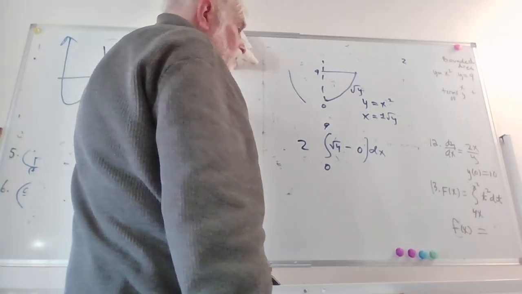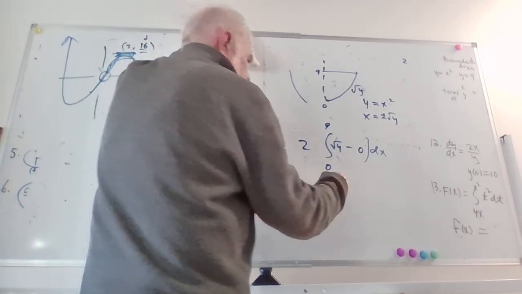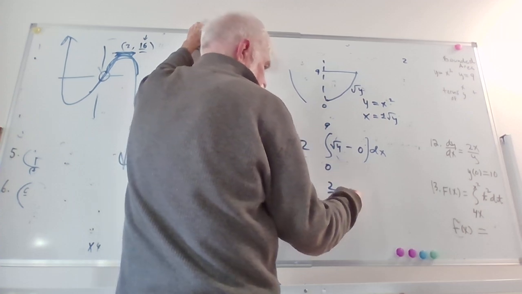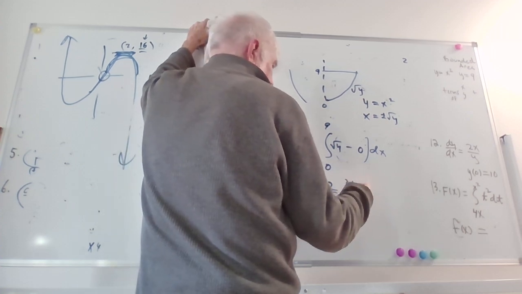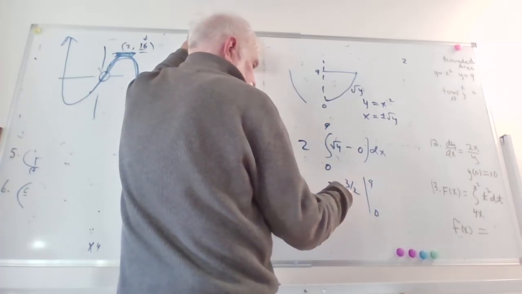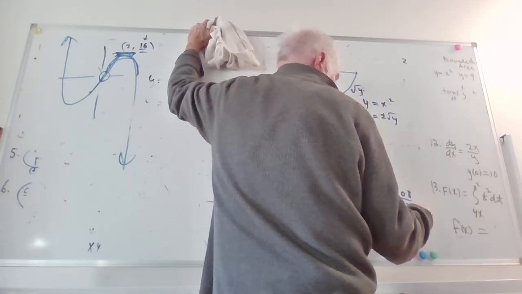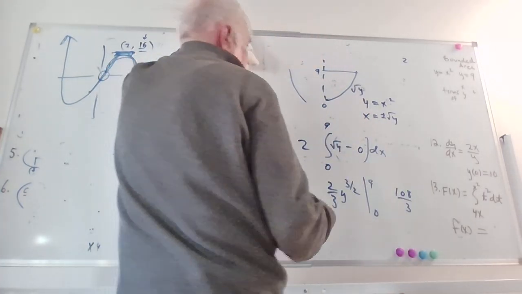And I probably should have done both of those out to show you that they should be the same thing. We've done that enough. That's 2/3 y to the 3/2. We just did that earlier. 0 to 9. Square root of 9, 3, 27, 54 thirds times 2, 108 over 3. And I forget what the other one was. It wasn't hard to do.